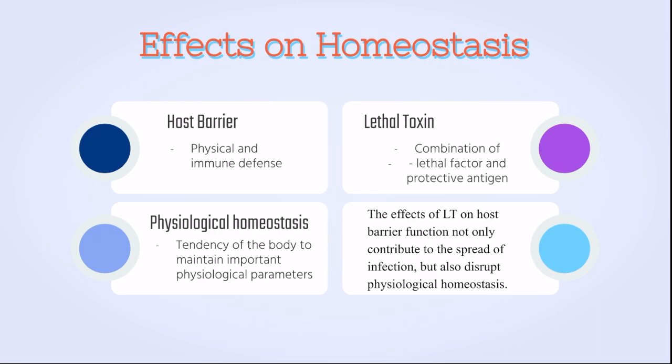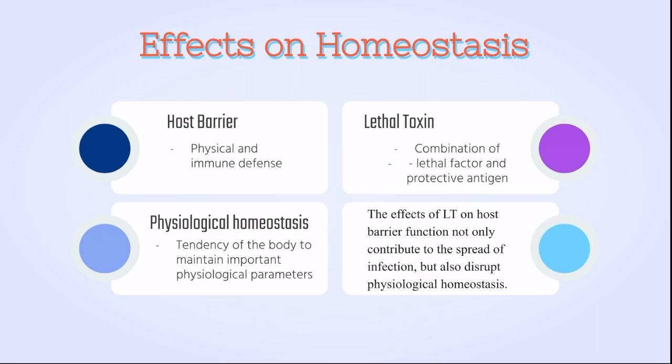And then let's look at physiological homeostasis, which is the tendency of the body to maintain important physiological parameters. Now that we've looked at these 3 definitions, let's look at how they go together and showcase the effects of anthrax on homeostasis. So the effects of the LT, or lethal toxin, on host barrier function not only contribute to the spread of the infection, but also disrupt physiological homeostasis.